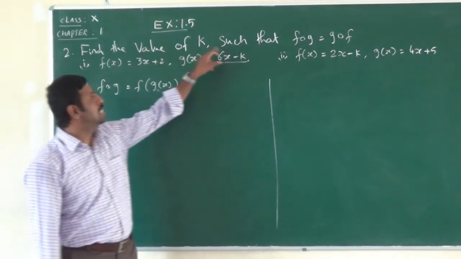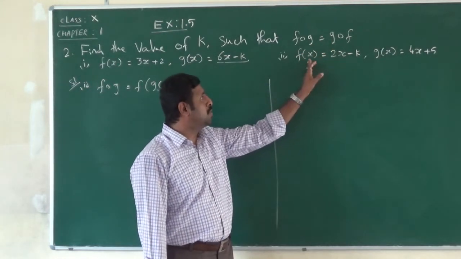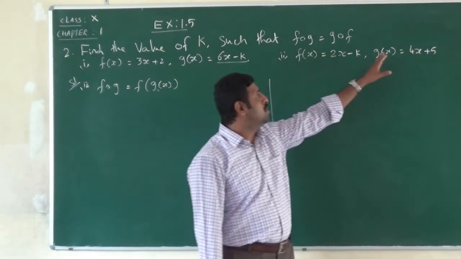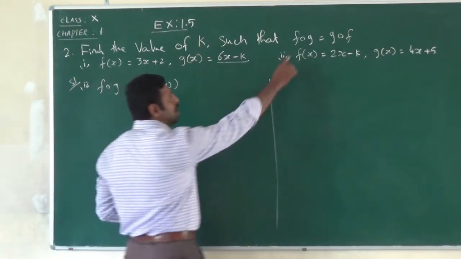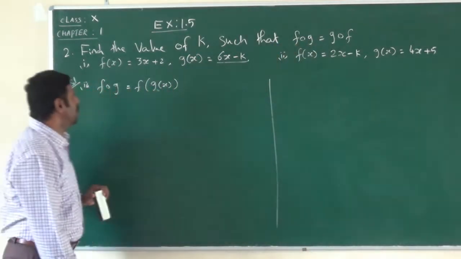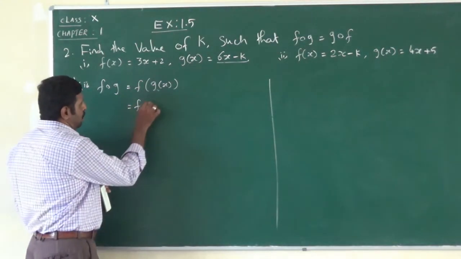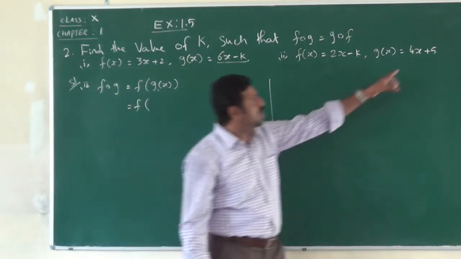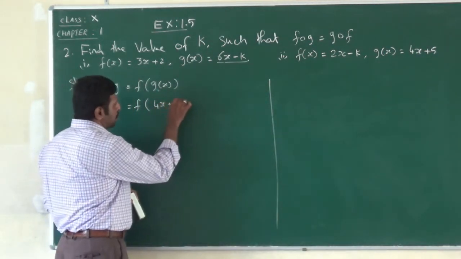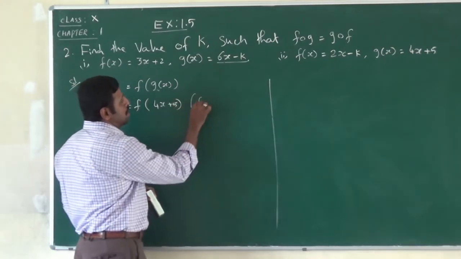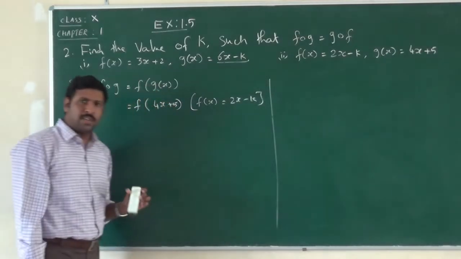Find the value of k such that f composition of g is equal to g composition of f. For the second Roman numeral, f of x is given as 2x minus k and g of x is given as 4x plus 5. First we want to find the LHS, f composition of g, which is nothing but f of g of x. Here the g of x value is given as 4x plus 5. Now compare this with f of x, which is 2x minus k.